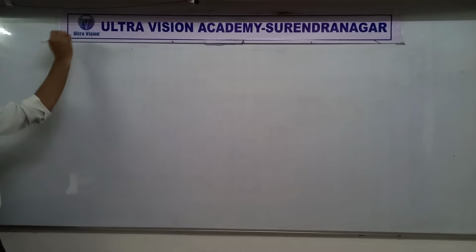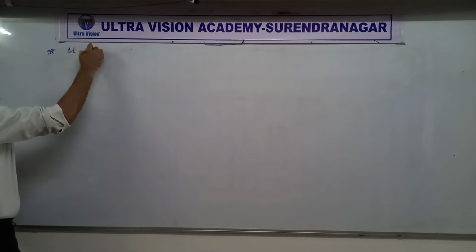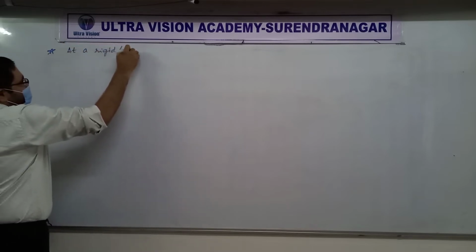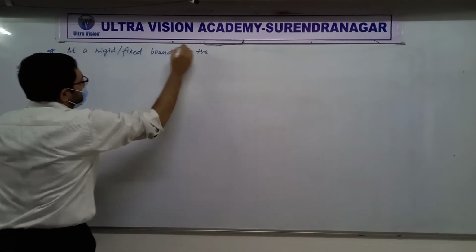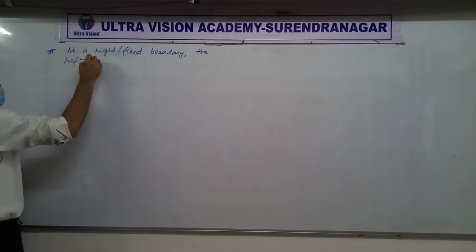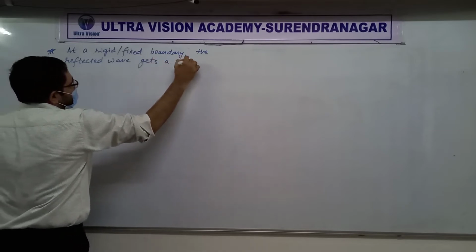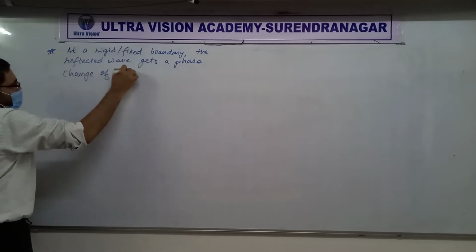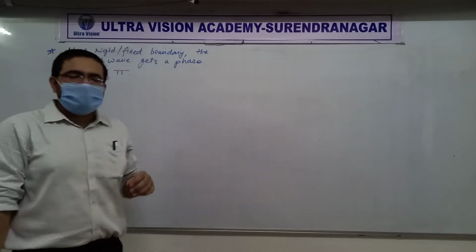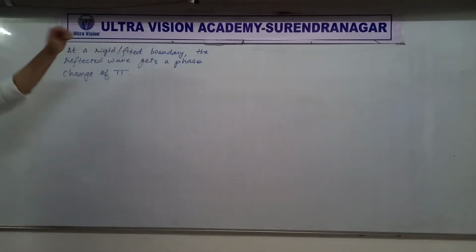Let's write a sentence related to the same thing, in slightly more physics terms. At a rigid or a fixed boundary point or end point, the reflected wave gets a phase change of pi. The reflected wave gets a phase change of pi. Okay. Pi means 180 degrees.